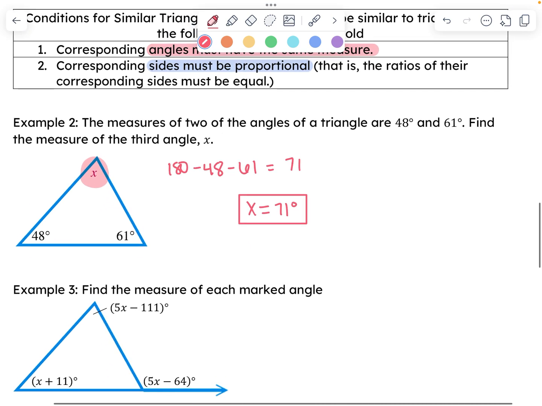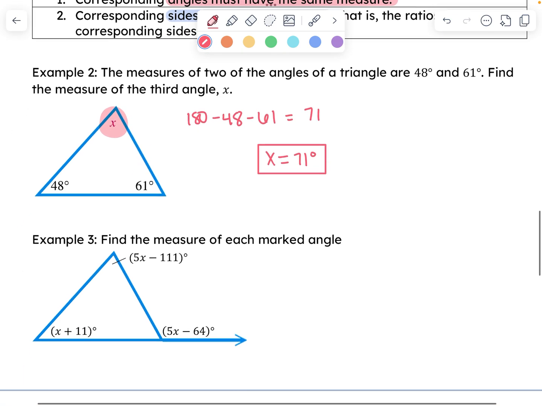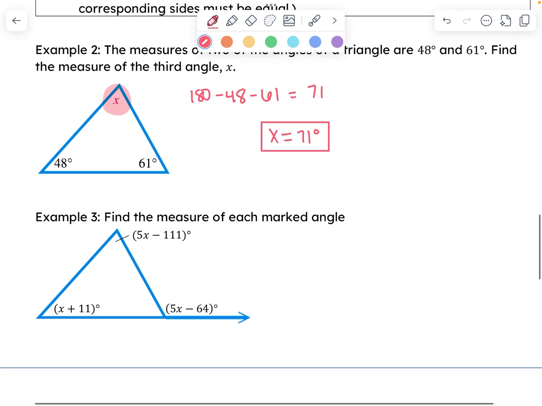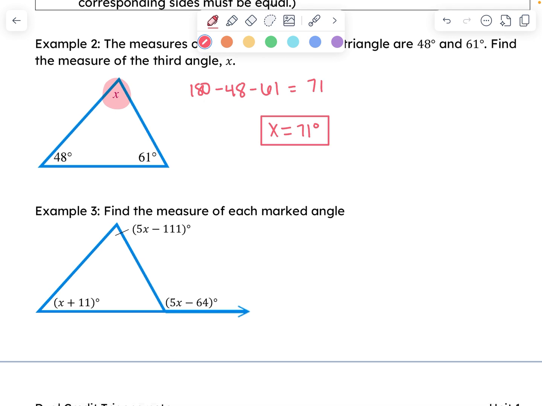And also using that and some of our other angle relationships that we talked about, we can solve problems that look like example 3 right here. So to find the measure of each marked angle, I've got this angle up here in the top of my triangle, that's 5x minus 111. I've got this angle over here in the bottom left of my triangle, that's x plus 11. But the other angle that's marked is this one that's outside of my triangle, that's 5x minus 64.